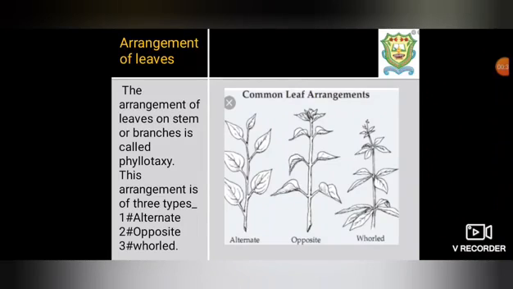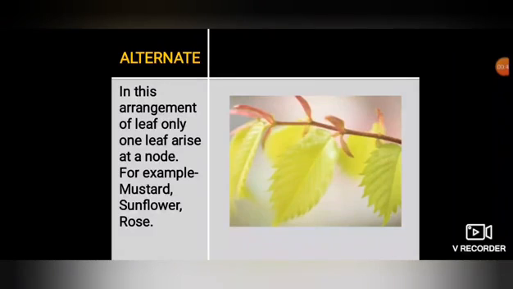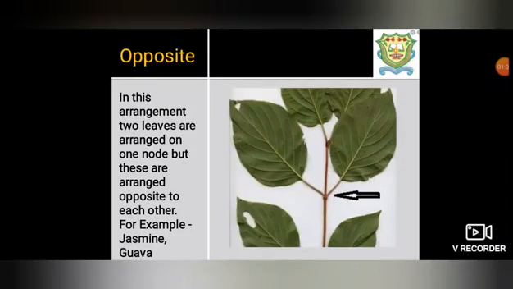Alternate arrangement. In this arrangement, only one leaf arises at a node, as you see in the diagram. The next leaf arising on the following node is opposite to the previous leaf, means alternate to each other. For example, mustard, sunflower and rose.